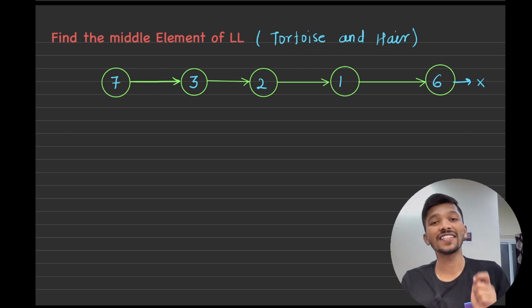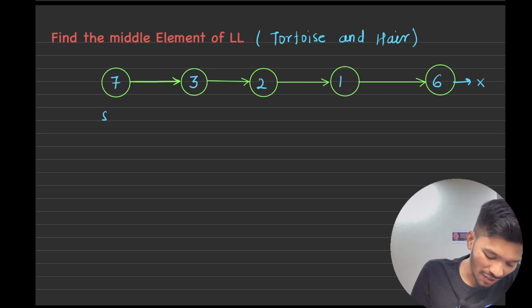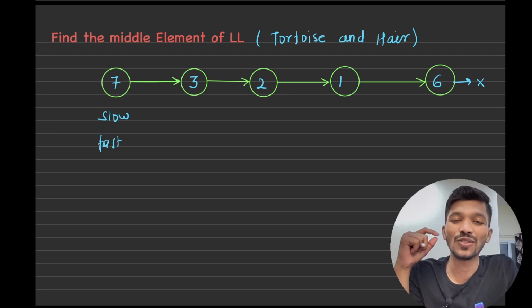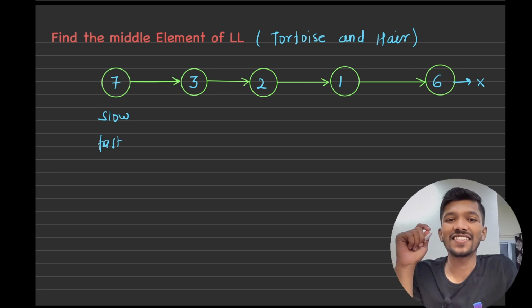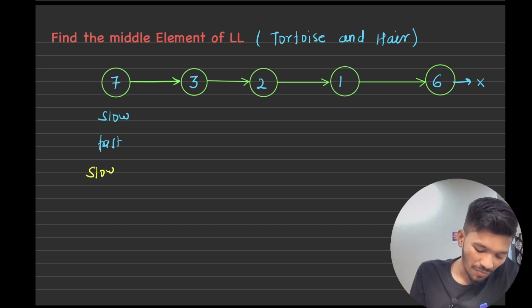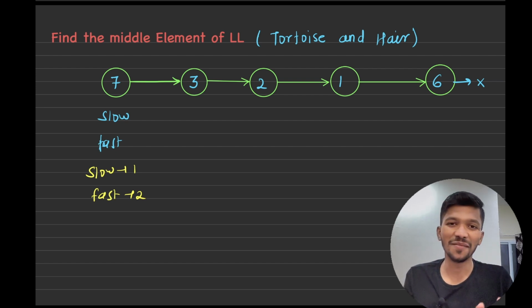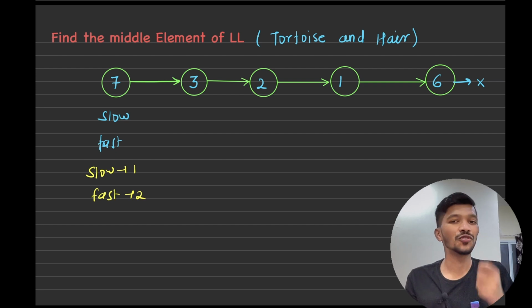Now let's first understand what exactly this algorithm says. We will be using two pointers: the first pointer is named slow and the second pointer is called fast. We will be using these two pointers for traversing the linked list. But there is one catch we need to understand: the slow pointer will move by one position whereas the fast pointer will move by two positions. We need to make sure that both the pointers are moving at the same time. It is not that only slow moves and afterwards fast moves, or only fast moves and then slow moves. No, both the pointers should move at the same time.